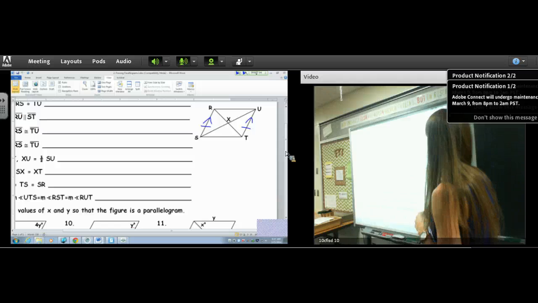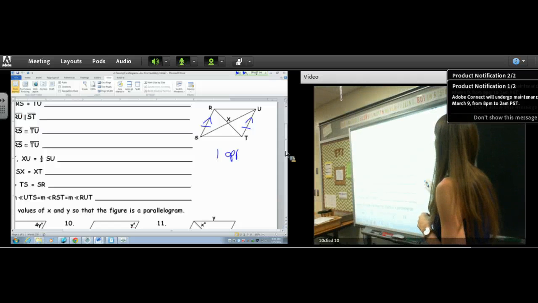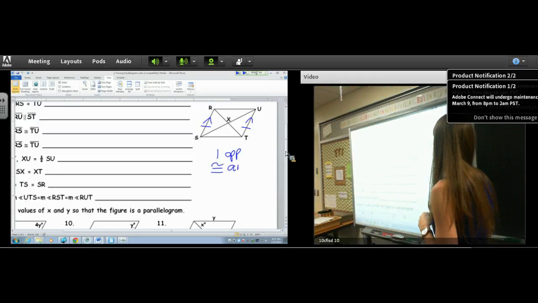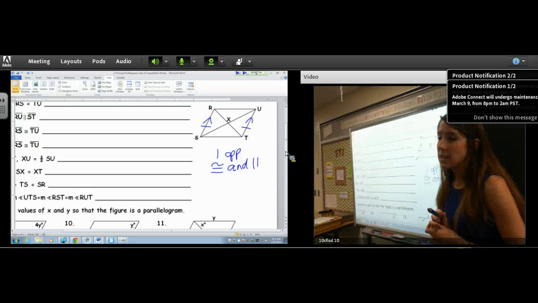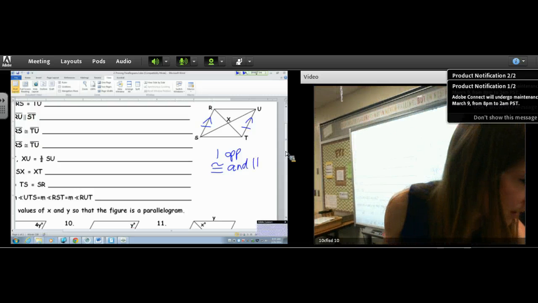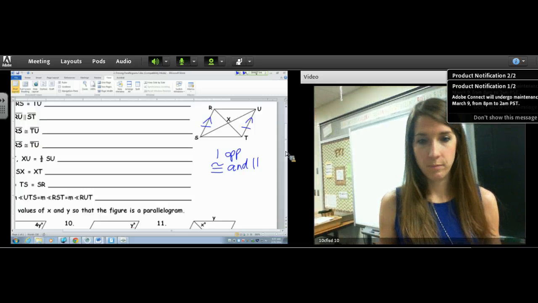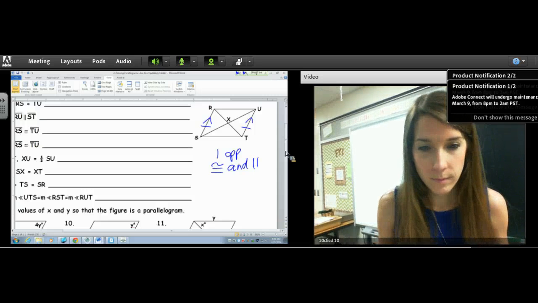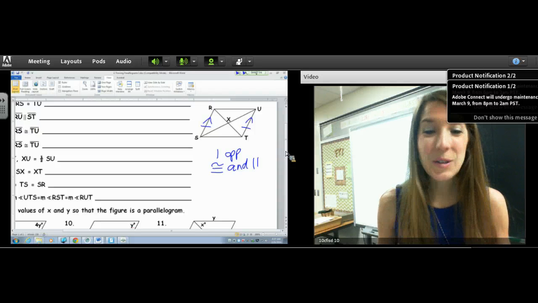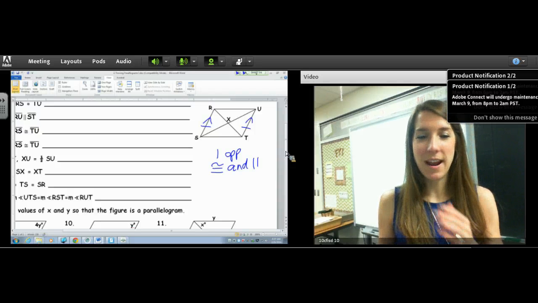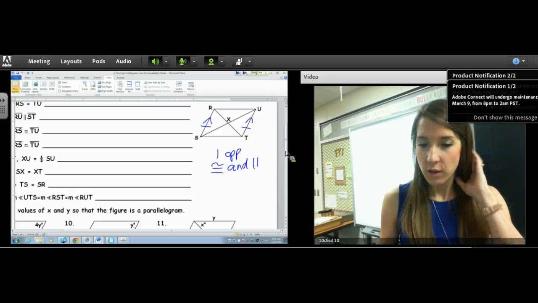So I've got one pair of opposite sides, but they're both congruent and parallel. So yes, the answer is yes, it is a parallelogram. Ooh, there you go. Okay, so rewrite your last thing on your checklist.